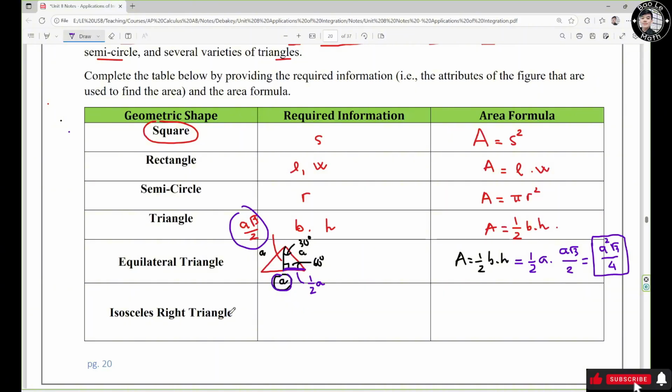Now the isosceles right triangle. If this side is A, this side should be A. This one is the right angle. So the area is 1/2 A squared, because the base equals A and the height is still the same. Now, to find the hypotenuse, I call the hypotenuse S and use the Pythagorean theorem. So S squared equals A squared plus A squared, which is 2A squared. Take the square root of both sides: S equals A√2. Keep that in mind.